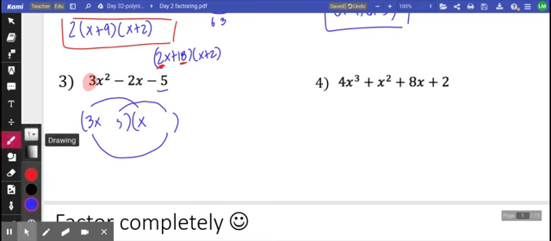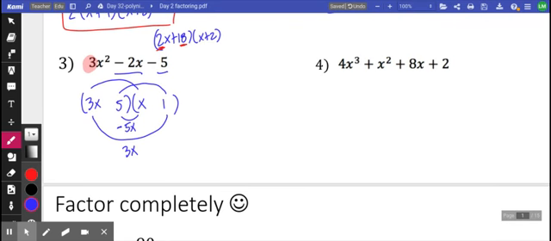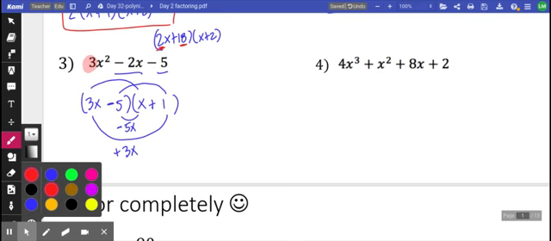So let's try the 5 here and the 1 here. These inside terms, 5x. These outside terms, 3x. Now I need them to add to negative 2x. So I need this 5x to be negative, and I need this 3x to be positive. That's my answer, okay, fully factored. So get rid of all those lines, just my factoring right there.